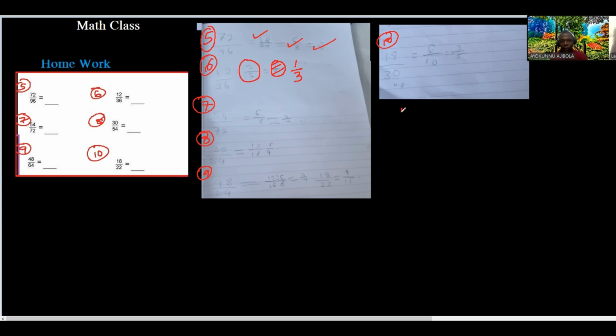No. Wait a minute. Let's look at it together. What you have is 12 over what? 36, right? That's for number 6, right? Yes. So what did you get? You said 2 over 6. How did you get 2 over 6?